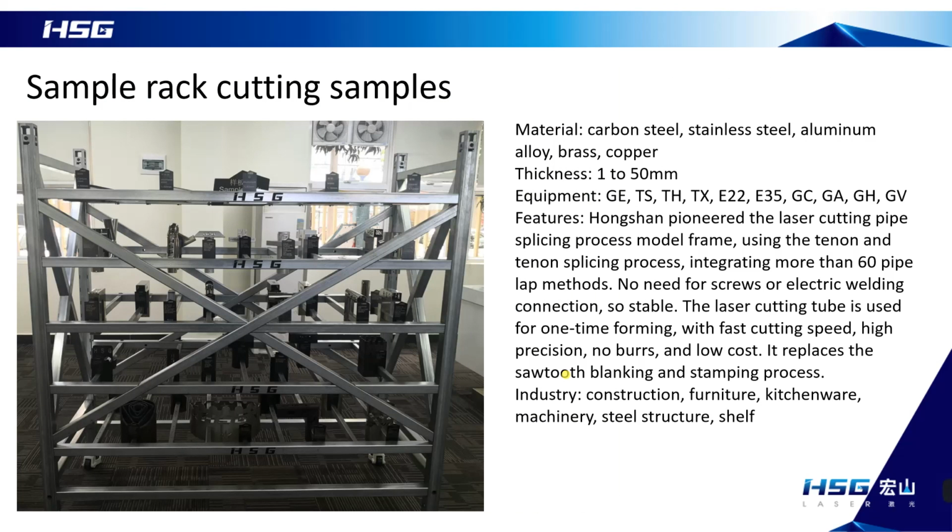And there are some samples on it, including carbon steel, stainless steel, aluminum, brass, and copper. Plate thickness is from 1 to 50 mm, and some pipe cutting uses almost all of our company's equipment, including GE, TS, TH, TX, E22, E35, GC, GA, GH, GV, and so on. It can be used in construction, furniture, kitchenware, machinery, steel construction, shelves, and so on.